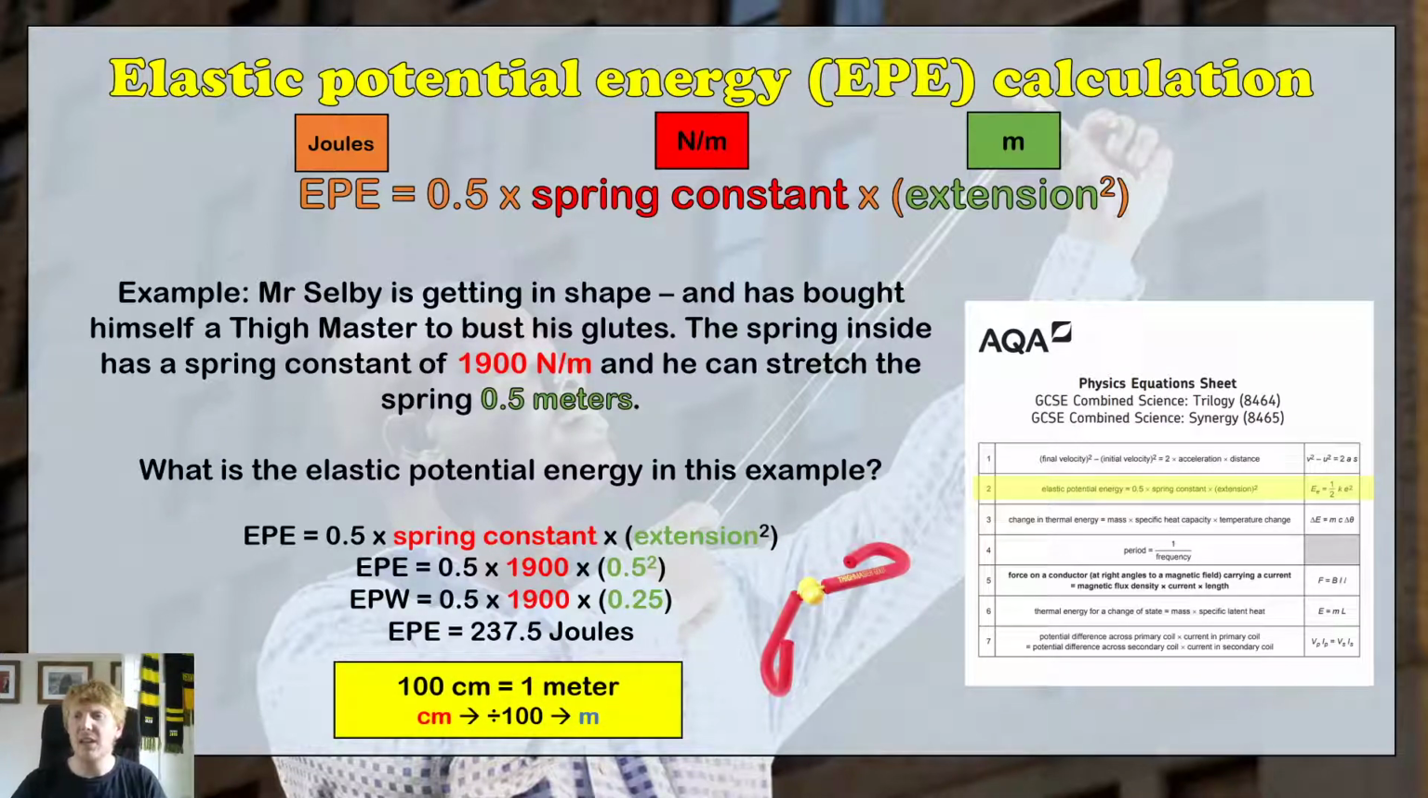Please remember, often these questions will give your answers in centimeters instead of meters. Just remember that 100 centimeters is equal to 1 meter. So to get from centimeters into meters, you just need to divide by 100. Okay. And those are the three energy calculations you need to be able to do.